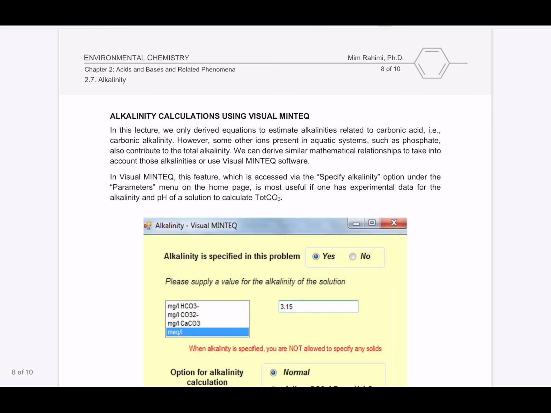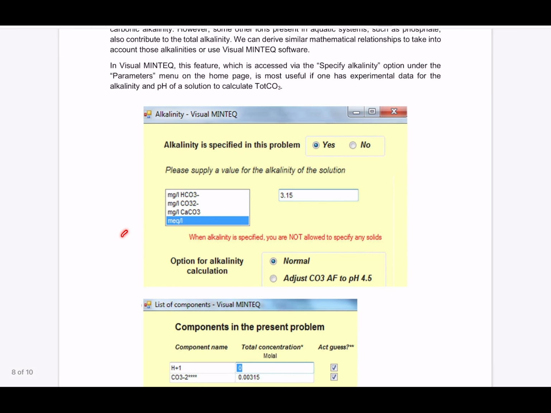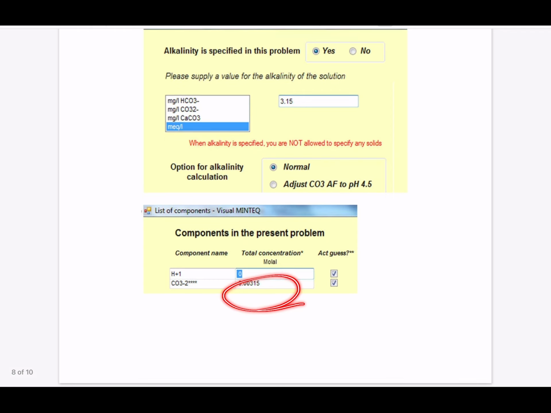We can also use Mintech to calculate alkalinity. In this lecture, we only talked about carbonate alkalinity, but in Mintech you can define other species. So whatever you have in the system that can be considered a contribution to alkalinity, or you can define the total alkalinity by going to parameters and defining the alkalinity as a parameter. You pick the unit and the value, and then it calculates what you need to reach that alkalinity. So the alkalinity term would be fixed.